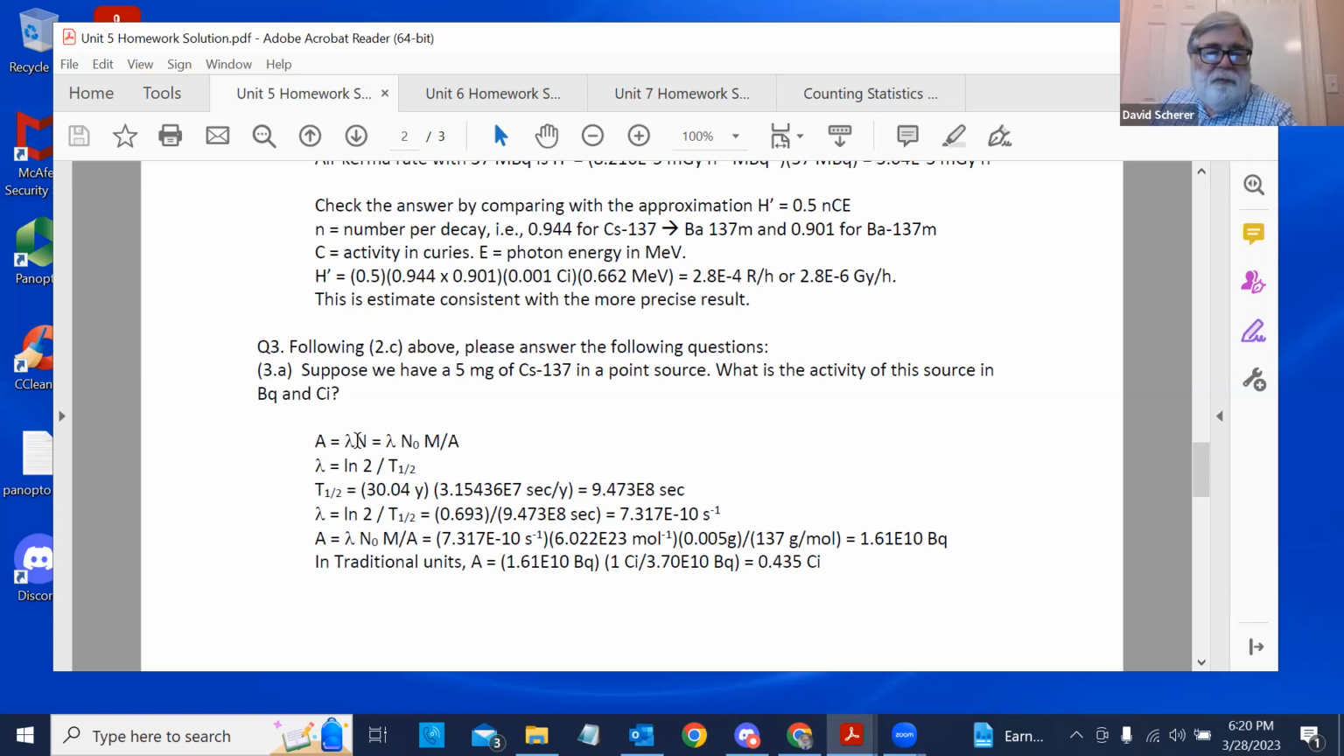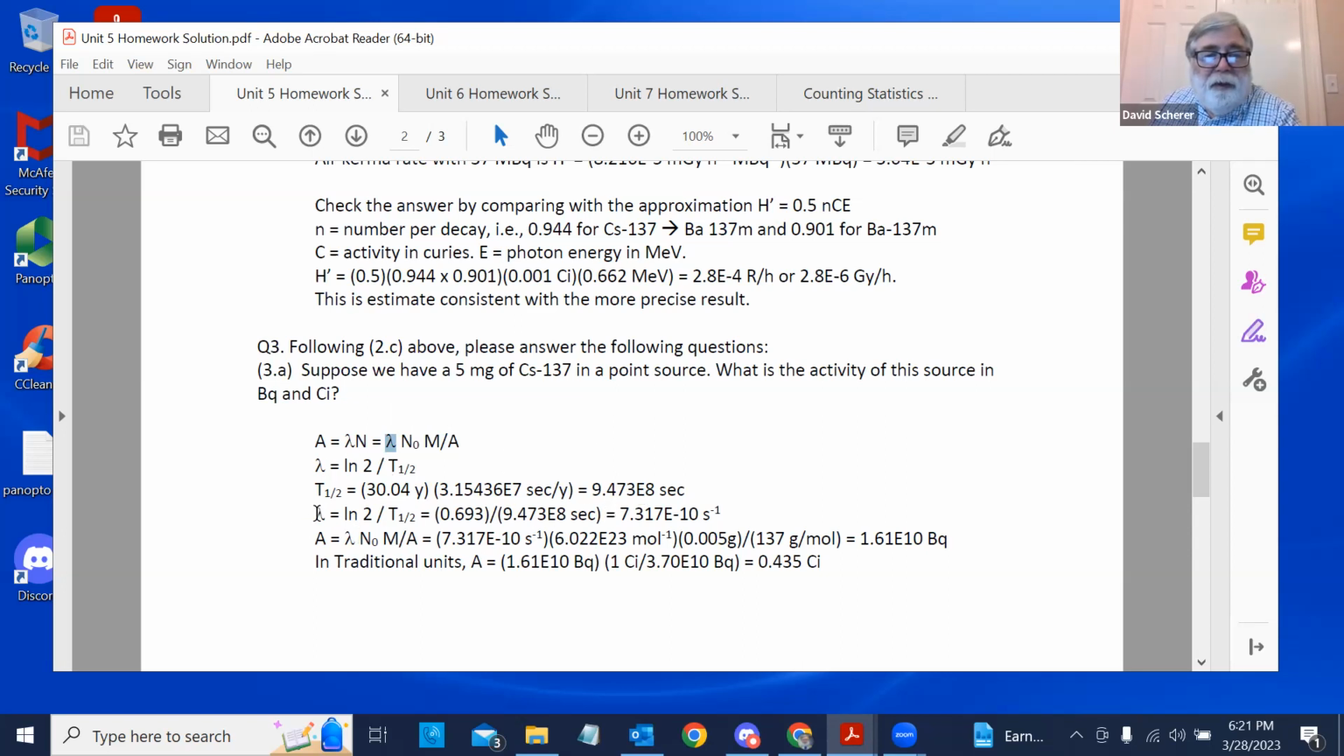Let's see. So we need the parameters that are in that formula. The decay constant is the natural log of 2 divided by the half-life. The half-life, I went to the HPS website and saw it was 30.04 years. Then I converted it from years to seconds. I want to have consistent numbers across the board. In fact, it asks for units in becquerel, so that means I need to have lambda in 1/seconds to get that right.